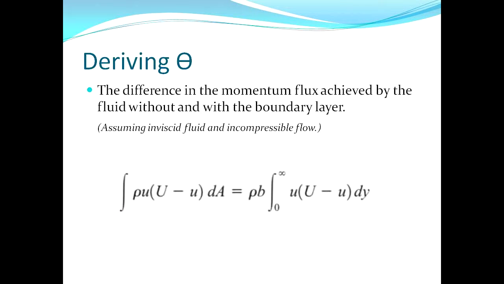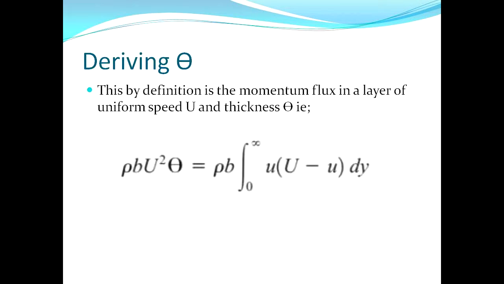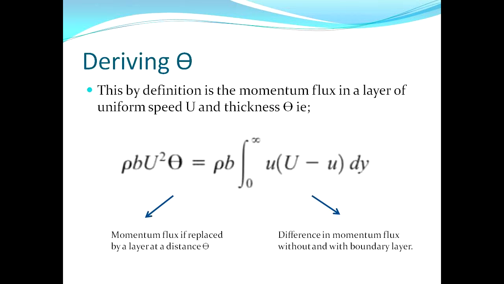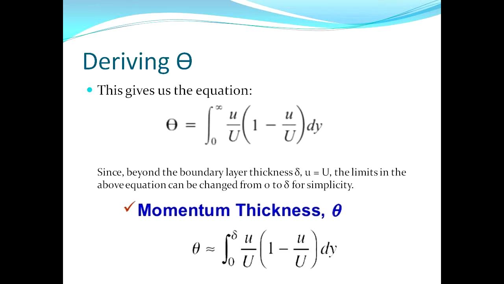Assuming inviscid fluid and incompressible flow, the difference in the momentum flux of the fluid without and with the boundary layer can be achieved by the following equation. By definition, this equates to the momentum flux in a layer of uniform speed u and thickness theta, which can be seen in the equation below, where the left-hand side represents the momentum flux if it's replaced by a layer at a distance theta, and the right-hand side is the difference in the momentum flux without and with the boundary layer. This gives us the following equation.